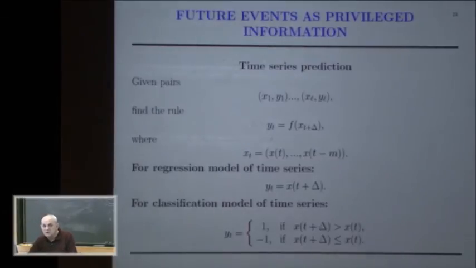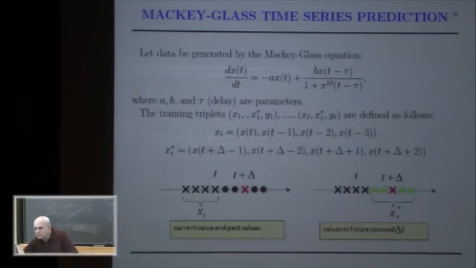Second example, time series prediction, with future events as privileged information. Suppose we would like to predict what happens in the week in stocks: whether it will go up or down. It will be up +1 or down -1, and you have information from the week before, and you would like to predict what happens in the week. It is a normal situation.